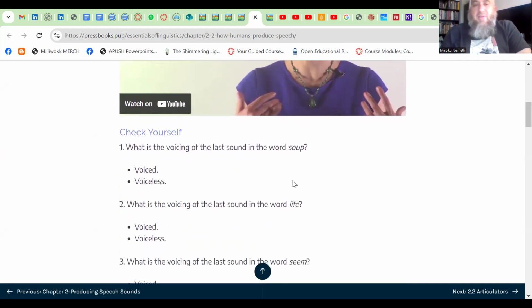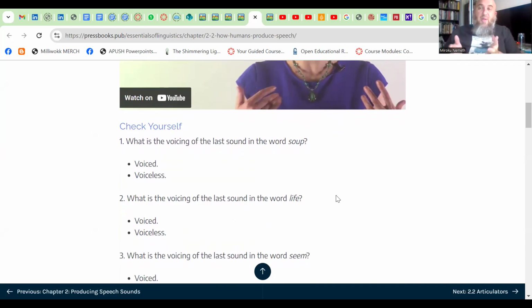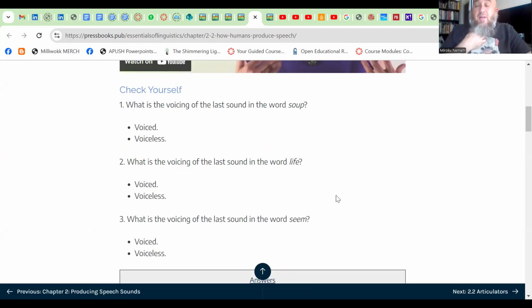So the first questions ask you, is soup voiced or voiceless? So p, and then the pair is b, right? If you say p and if you say b, you're going to feel the difference. B is voiced, p is not. Is the voicing the last sound of the word life? F is a minimal pair, meaning same place and manner of articulation as v. If you try f versus v, you're going to see f is voiceless.